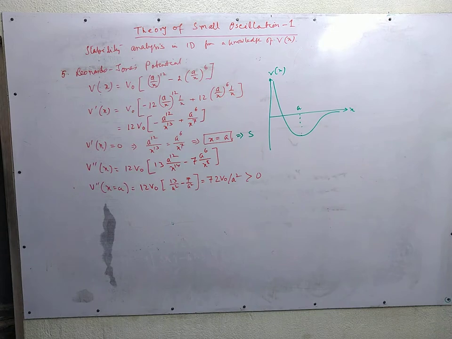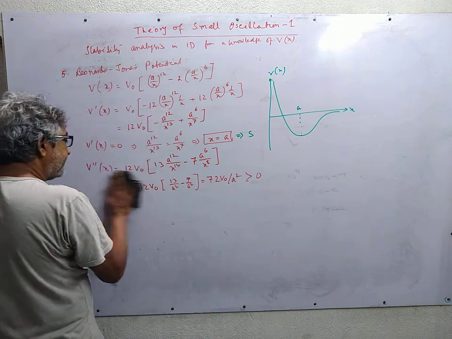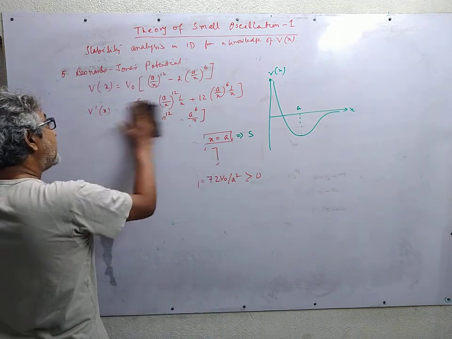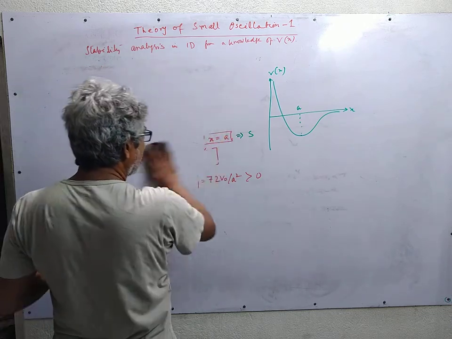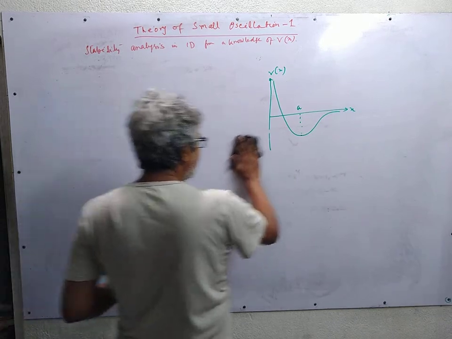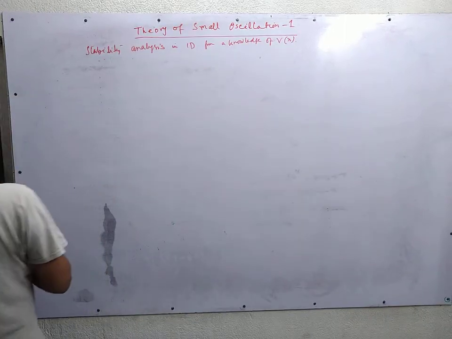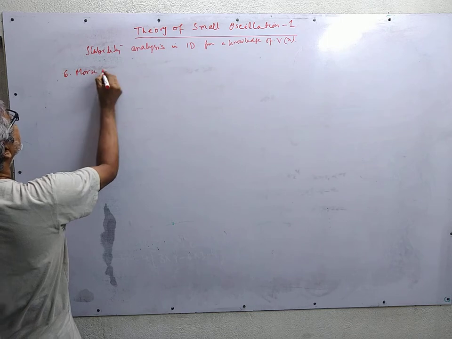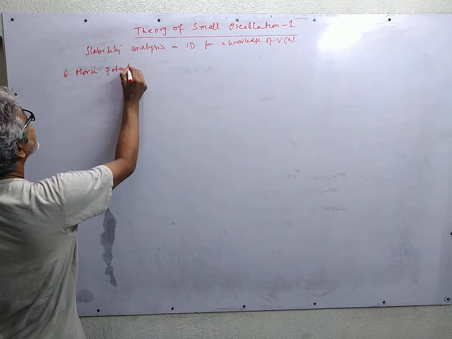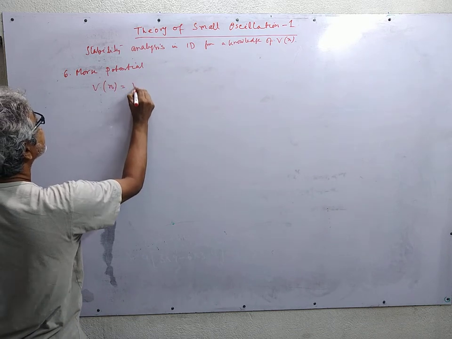There is another very interesting potential which is frequently used in molecules, which is known as the Morse potential. If we want to study the vibrational motion of a diatomic molecule, the most suitable model potential is the Morse potential. The Morse potential is defined as this.